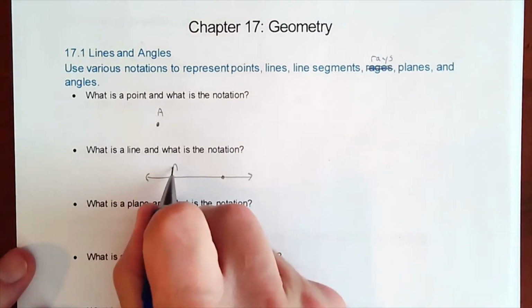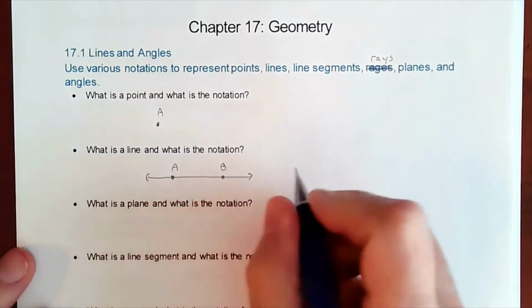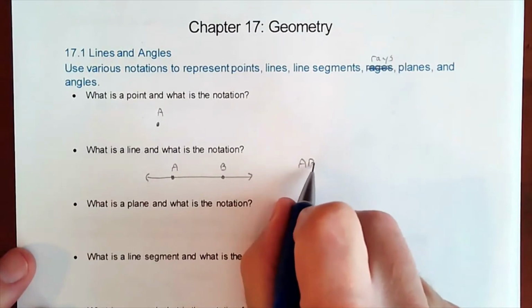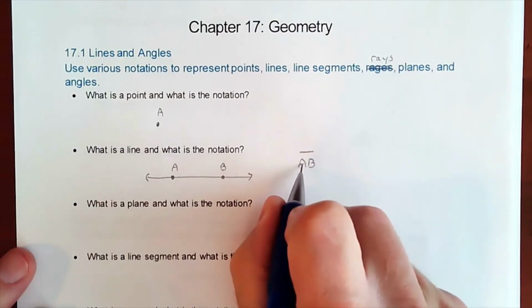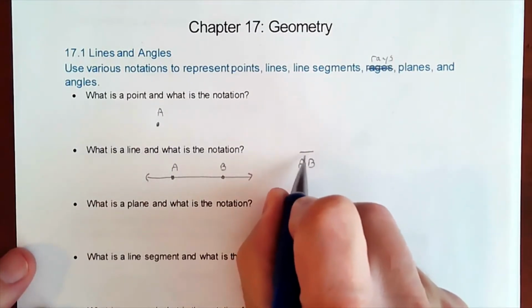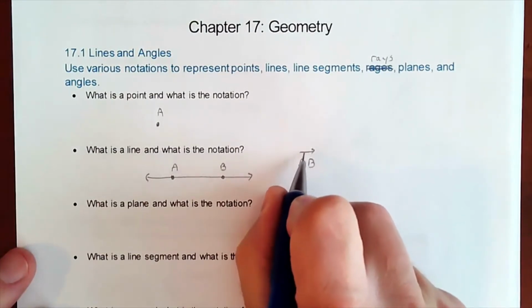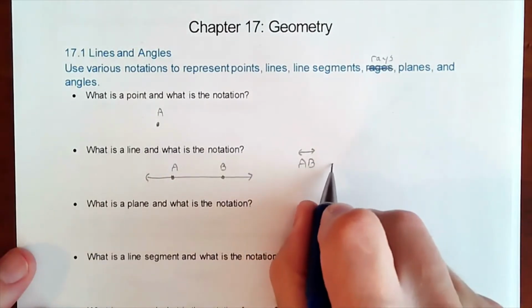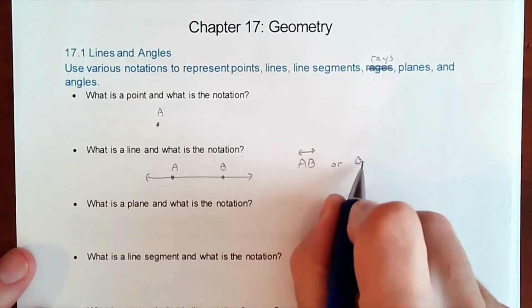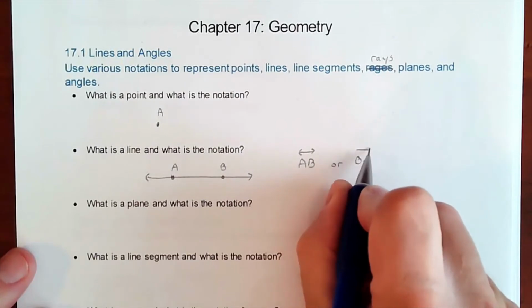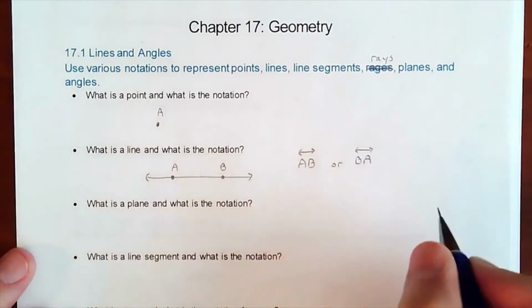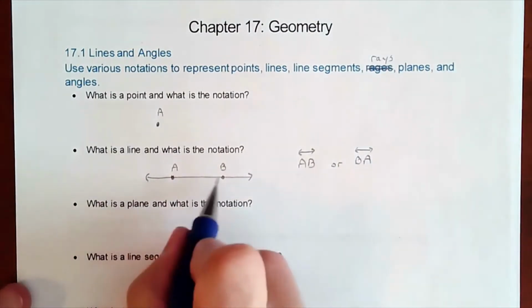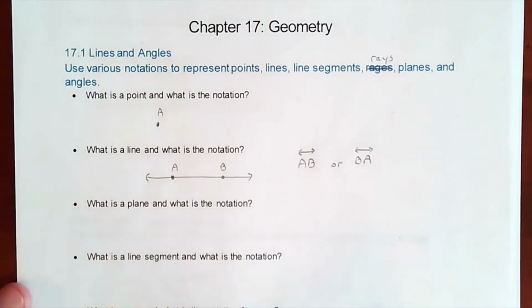And to describe it or give it a name, if you have two letters on there, then we describe it as line AB. But right there, that's not a line. You have to put the arrows to represent that it's a line. So line AB or line BA, since there is no beginning and end, the order does not matter. But the symbols, you do have to put the lines on them. And we have to have 2 points on that line in order to name it like that.